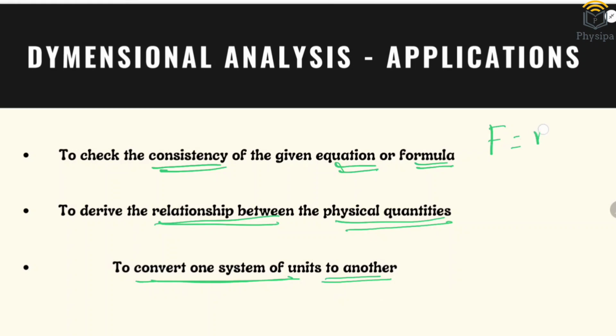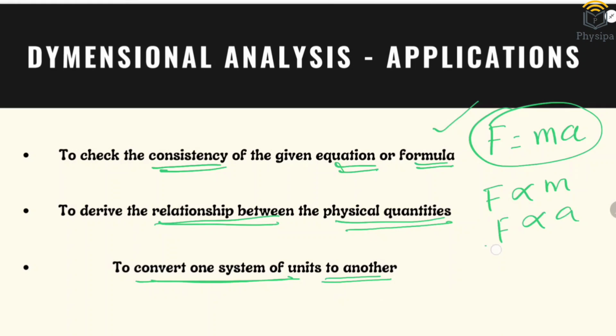F is equal to, let us say, ma. We can check whether the equation is correct or not, or we can derive the relationship between the physical quantities. Let us say F depends on m and F also depends on a. Then we can derive the relationship between these physical quantities on which the force depends. So, force is a physical quantity which depends on the mass and acceleration of a body.